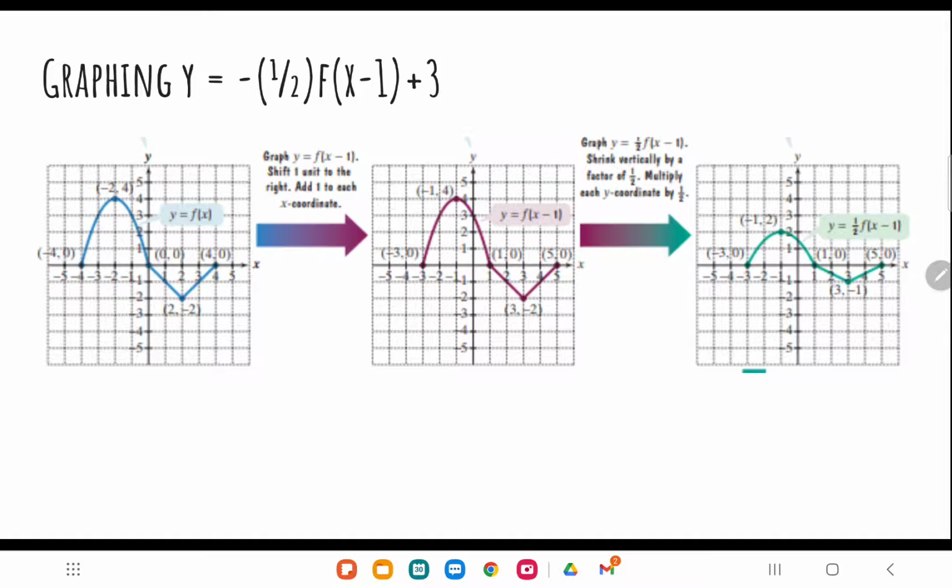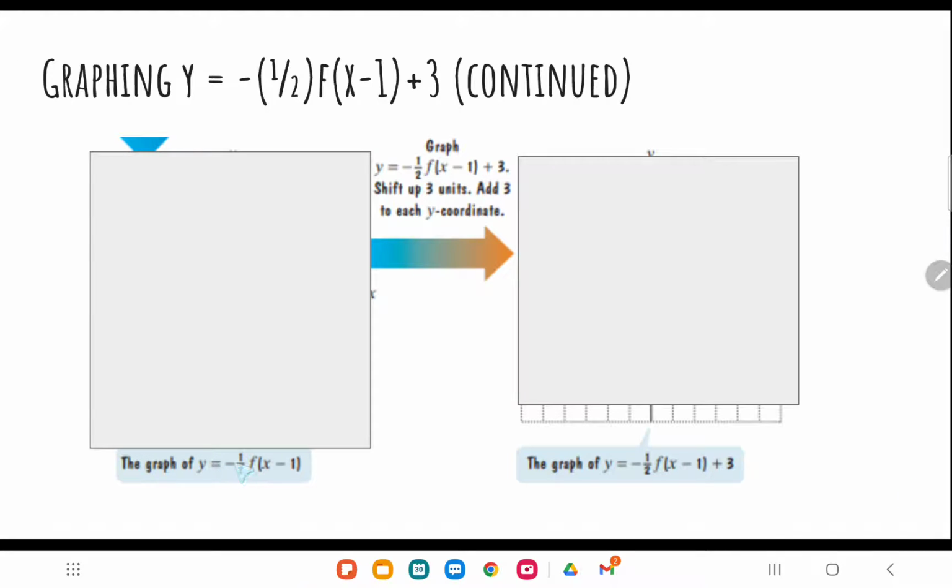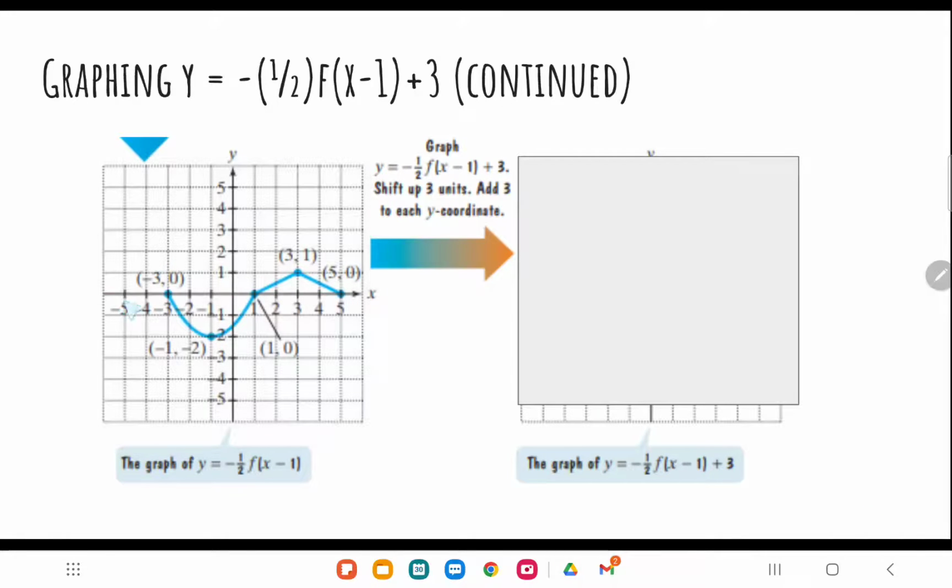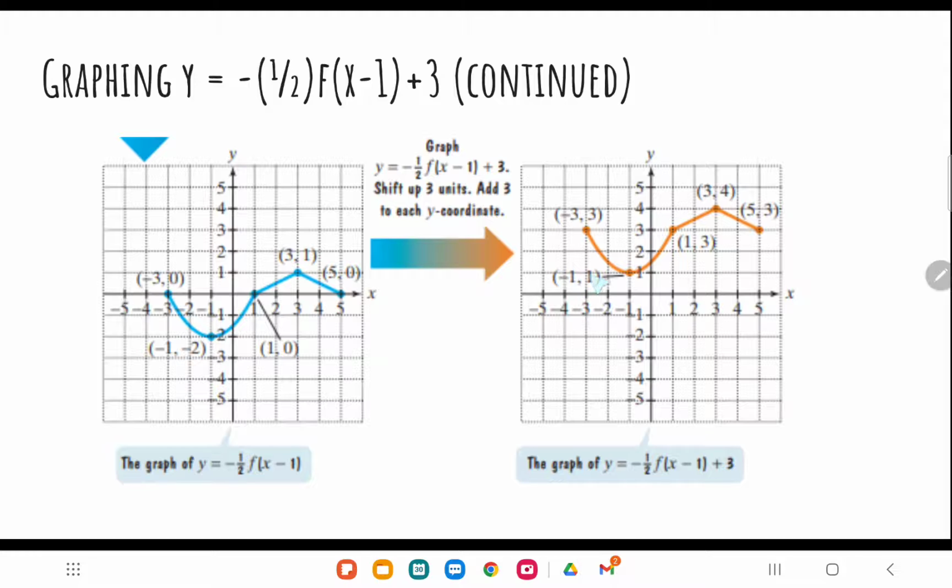Our next step, which we'll see on the next slide, will involve this negative sign. So our -1/2 f of x minus 1 will reflect in the x-axis. Here it is here. Once again, a change in the range, -2 to 1 is now what it is. And finally, we're going to shift this up 3 units, changing the range yet again. Our final domain and range are domain -3 to 5, that's inclusive, square brackets on both sides, and from 1 to 4, again inclusive with square brackets on both sides.